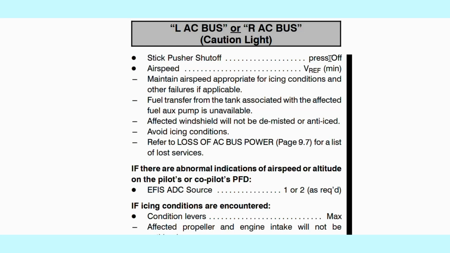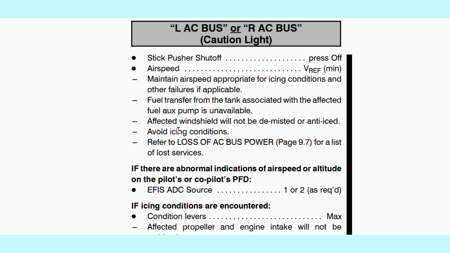Airspeed has to go to VREF for the minimum airspeed. And then it says, because if AC buses are controlling the icing system, you have to maintain the airspeed appropriate for icing conditions and other fields if applicable. Fuel transfers won't be happening. The windshield heat affected won't be demisted or anti-iced. And then it just tells you, just be out of icing conditions.